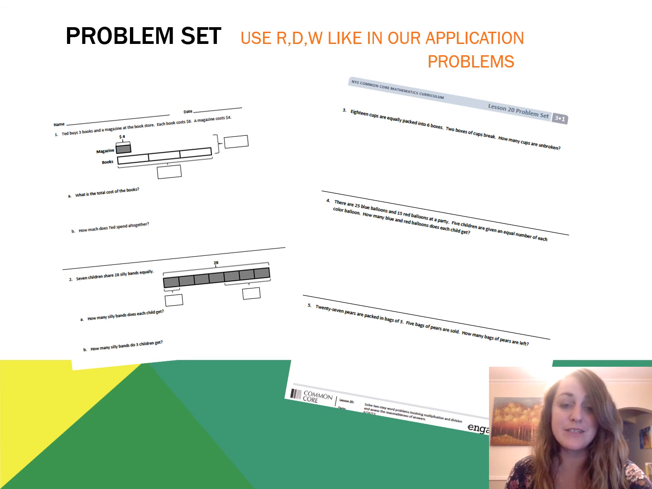Next, I would like you to go to your problem set in Google Slides. Work carefully and thoroughly for 15 minutes in order to practice your work before your exit ticket. After you have completed your problem set, you may move on to Edulastic to submit your exit ticket.